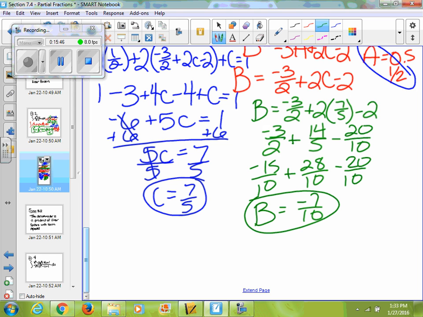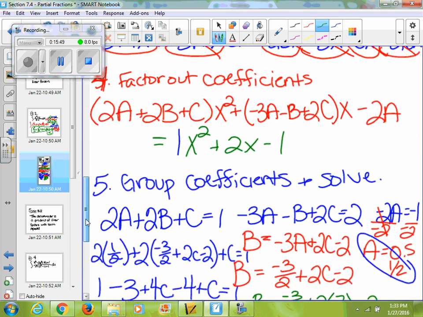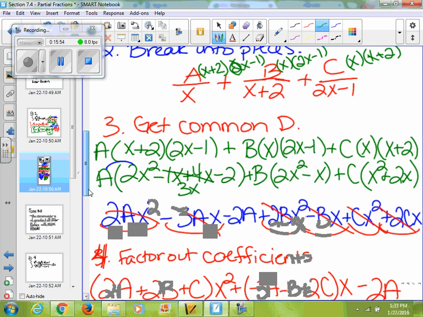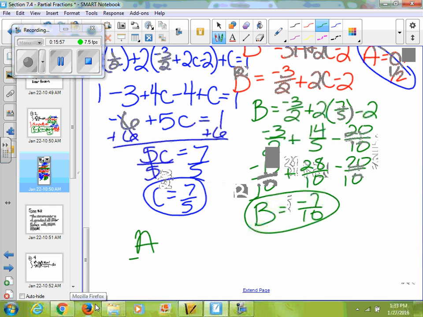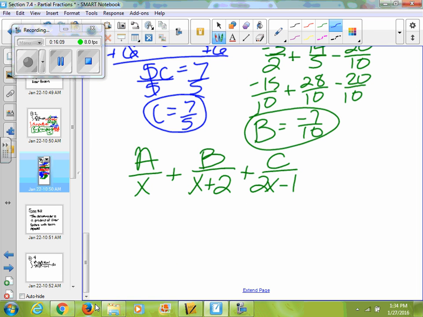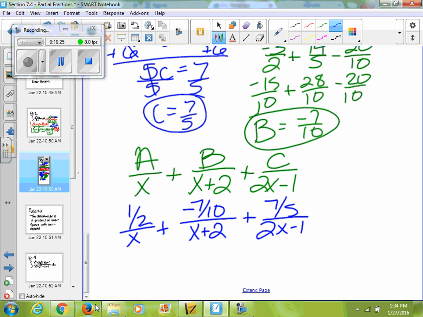Almost. Now we just get to plug our A, B, and C back into what we had. So when we broke it into our parts, we had A over X plus B over X plus 2 plus C over 2X minus 1. So let's plug in our A, B, and C. We said A was 1/2, so 1/2 over X. We said B was negative 7/10 over X plus 2. We said C was 7 fifths over 2X minus 1.